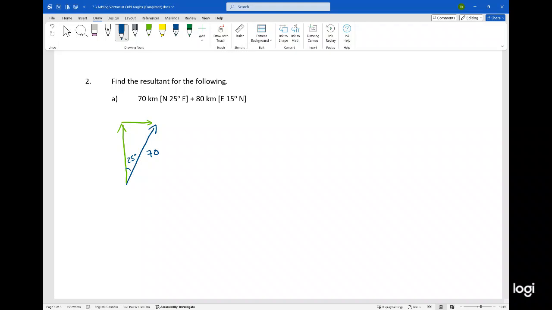And then completely separately over beside it, I'm going to draw 80 kilometers east, 15 degrees north, so something that looks like this.